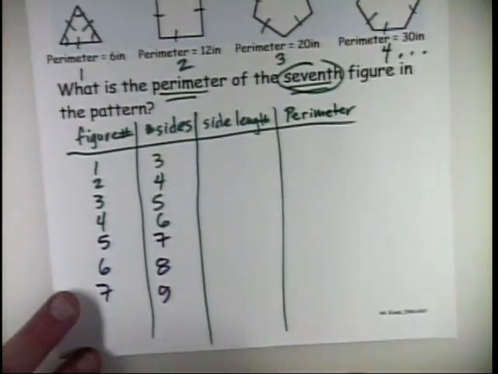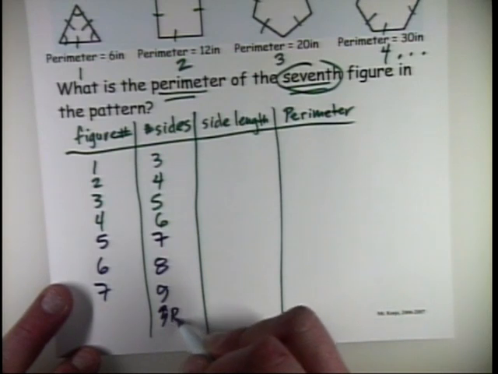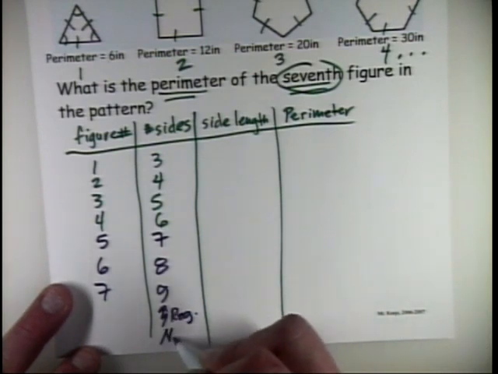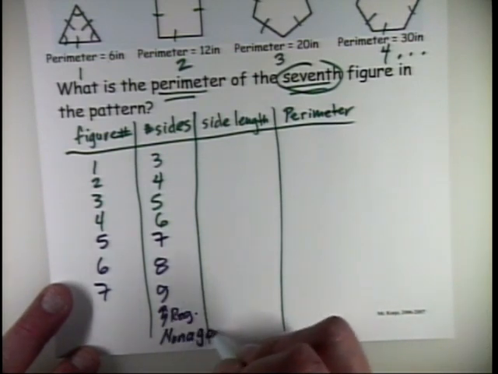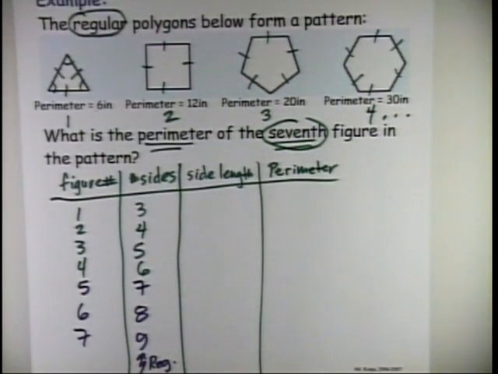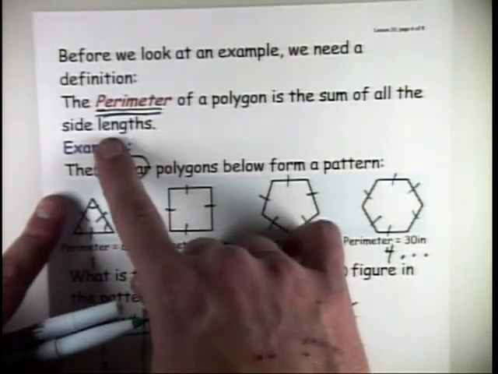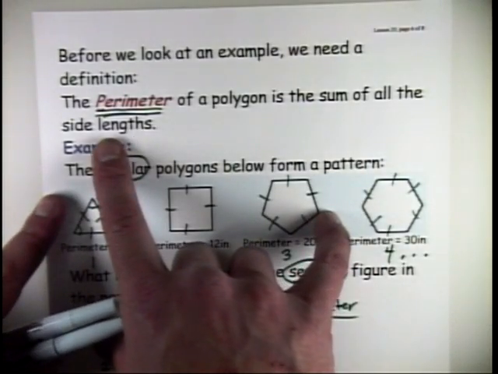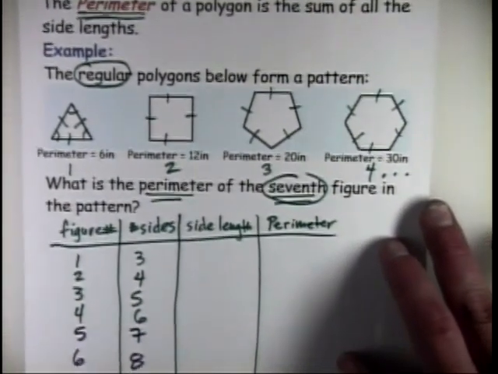So we're going to be looking for the perimeter of the regular, remember, what the name was? It was a nonagon. We're going to be looking for the perimeter of the nonagon. Well, what do we need for the perimeter? The perimeter says it's the sum of the side lengths, and in a regular polygon, the side lengths are all the same.